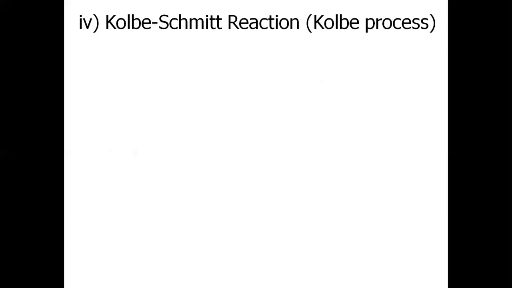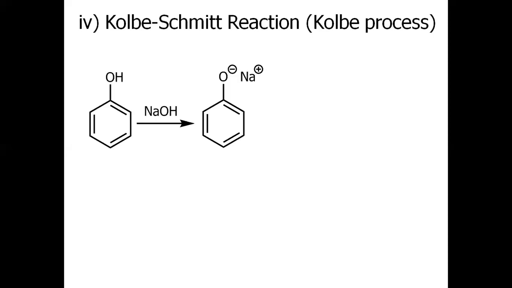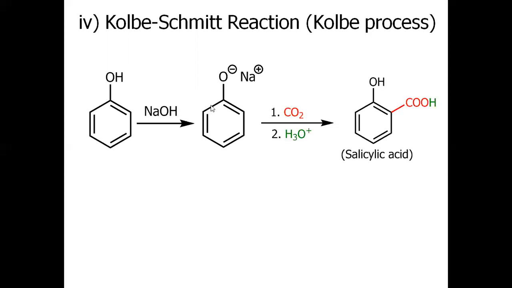Next reaction of the phenol on aromatic ring is Kolbe-Schmidt reaction, which is also known as Kolbe process. In this case, the first step is the reaction of basically a phenol with a strong base or alkali to give you corresponding phenoxide ion. Now, then we have the carboxylation at ortho position. Okay, and on workup will give you the corresponding salicylic acid.